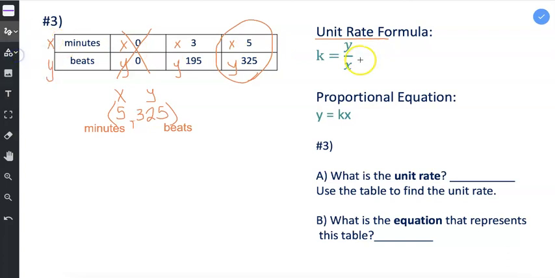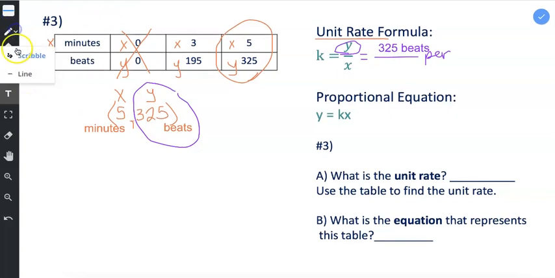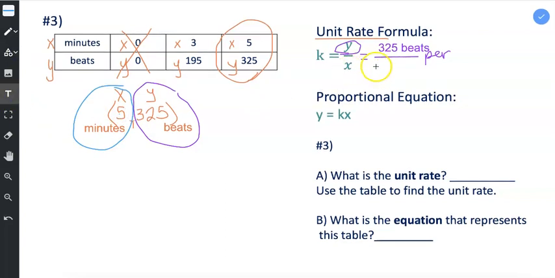Oops, I still need to scribble. So I write the word per, and then I'm going to circle the y value first. That's what I'm going to fill in. Next, I grab the typing tool, and y is 325 beats. Then I'll pick a different color, and I'll grab the scribble tool, and I'll identify x is 5 minutes. Grab the typing tool again. Instead of x, I plug in 5 minutes.